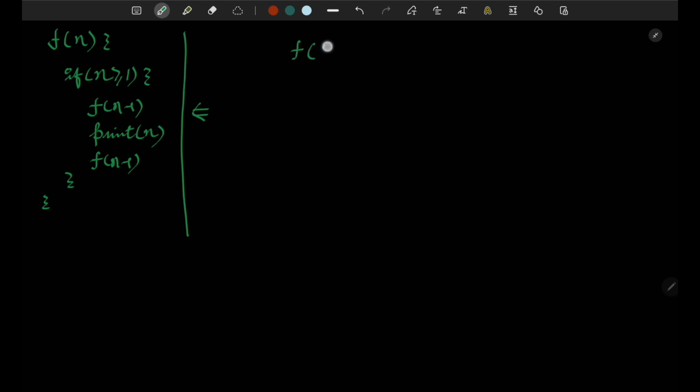So we have 3 to begin with, so let me write it in center. So we have 3 to begin with, and this is not less than 1, this is certainly greater than or equal to 1. So we will make the first call, that is f of 2, and then we have the print statement, that is print of 3, and this is going to be f of 2. So we are calling f of n minus 1 twice, first in the beginning, then we are printing the value, and then in the last.